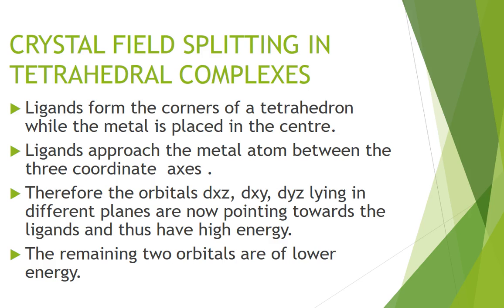Now crystal field splitting in tetrahedral complexes. In a tetrahedral complex, ligands form the corners of a tetrahedron while the metal is placed in the center. This means all the ligands approach the metal from in between the three coordinate axes. Therefore, the orbitals dxy, xz and yz, because they are pointing towards the ligands, will have higher energy, whereas the other two orbitals will be of lower energy.